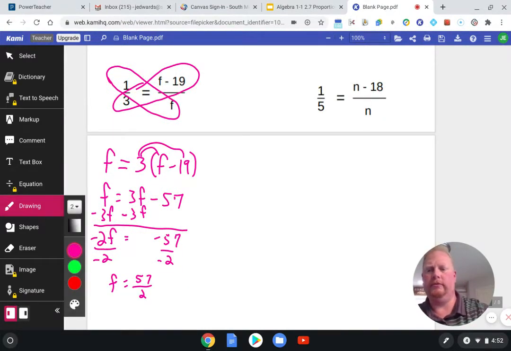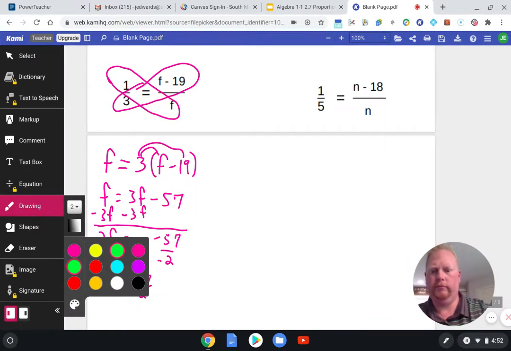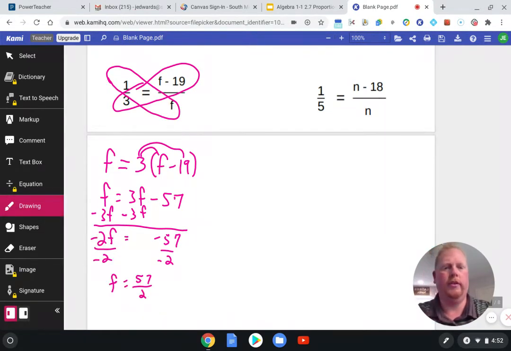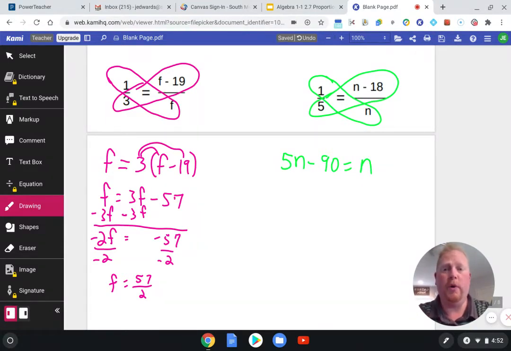Let's do another one. If I do 5 times (n minus 18), I have to do 5 times the n and 5 times the negative 18. Bring down the equal sign. 1 times n is just n. And then it's very similar to what we just did. Let's get all the variables to one side. I don't have anything but variables over here on the right-hand side. So I'm going to go ahead and subtract 5n.